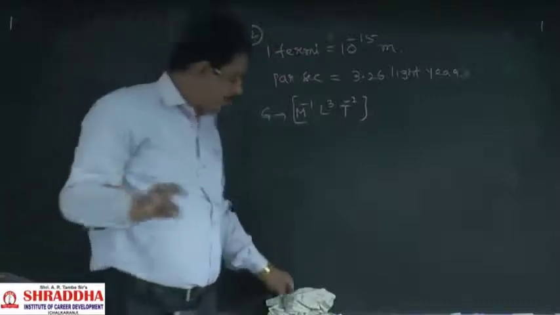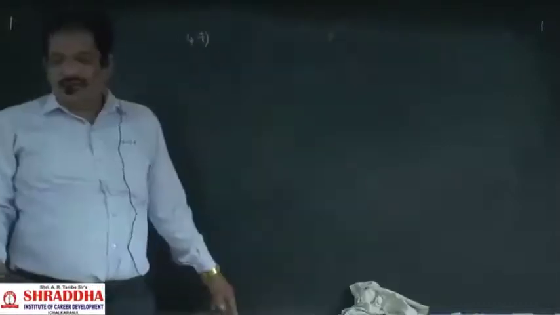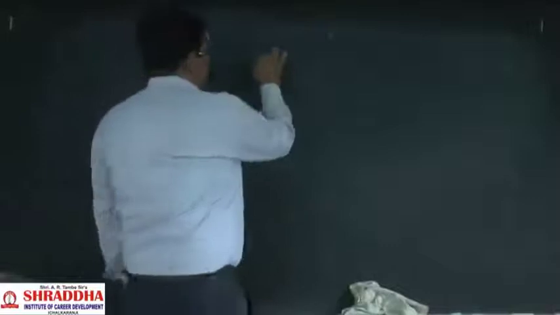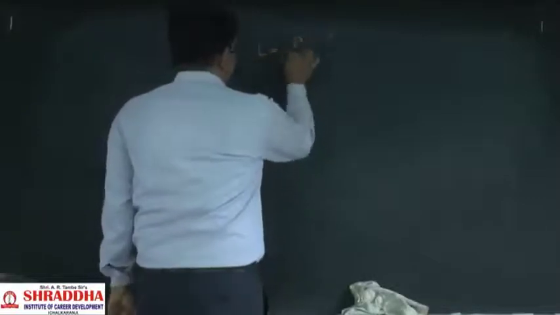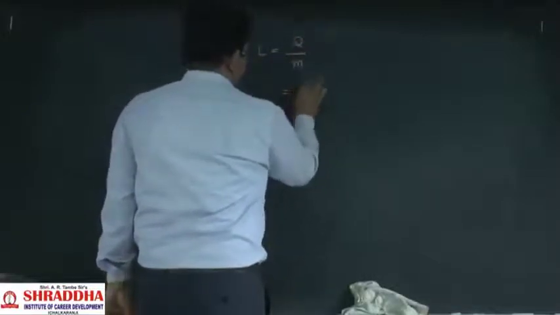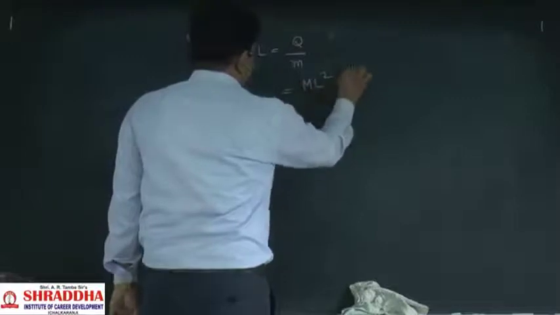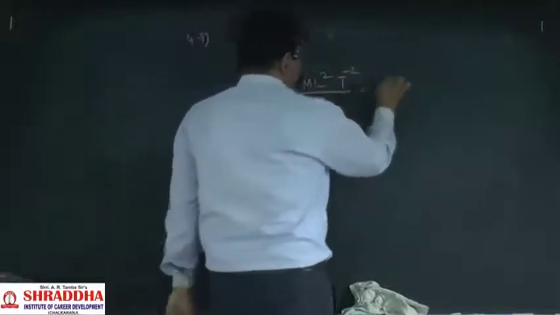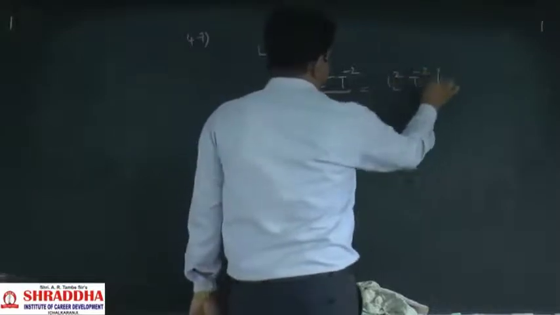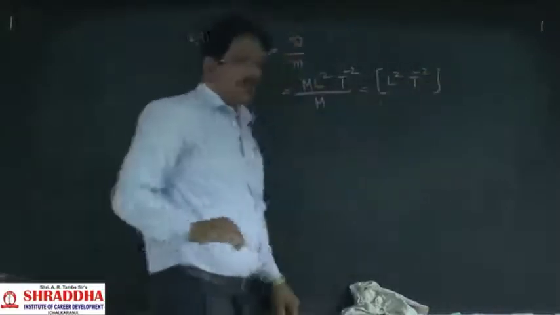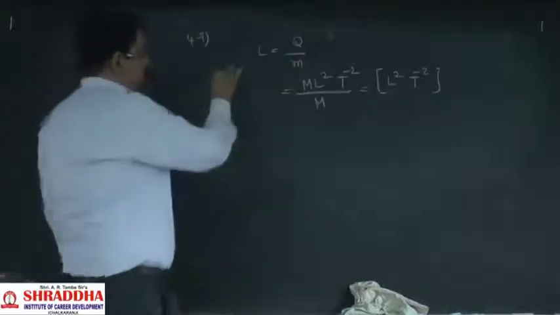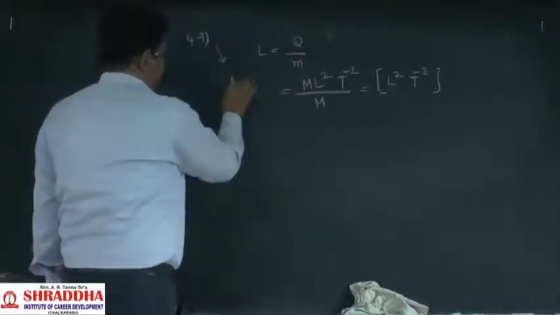Next, 47. Dimensional formula for latent heat. L is equal to Q by M. That is M L square T power minus 2 by M. We get L square T power minus 2. So 47 will be E.